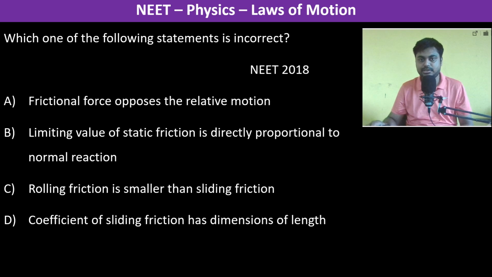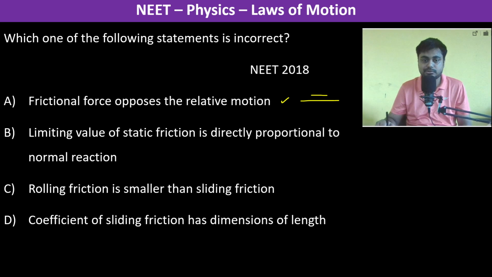is incorrect. So frictional force opposes relative motion. It is correct. When two surfaces are in contact, frictional force tends to make them move together, and therefore it opposes the relative motion.